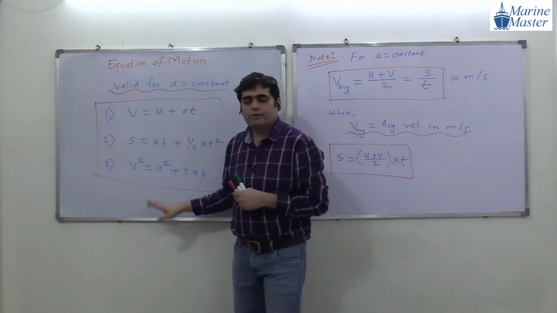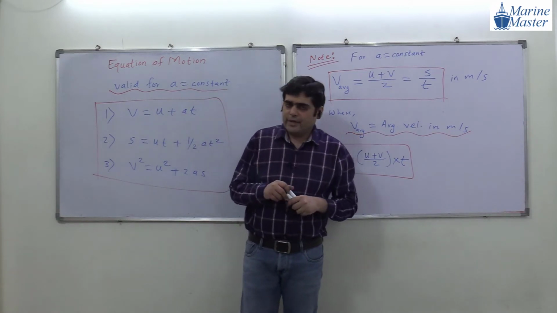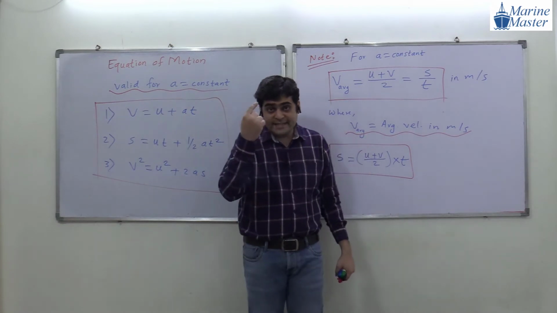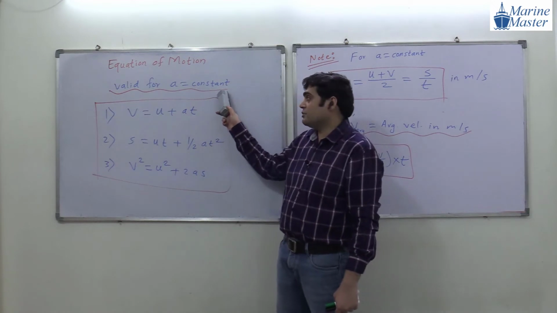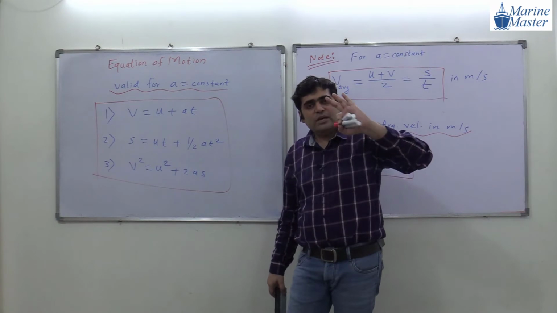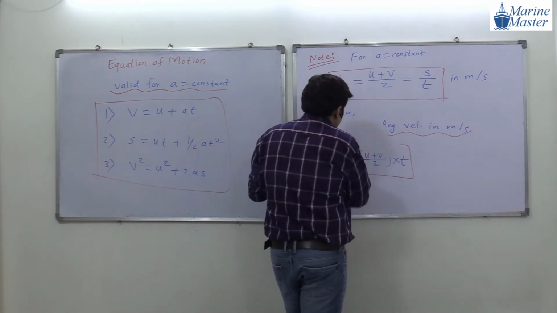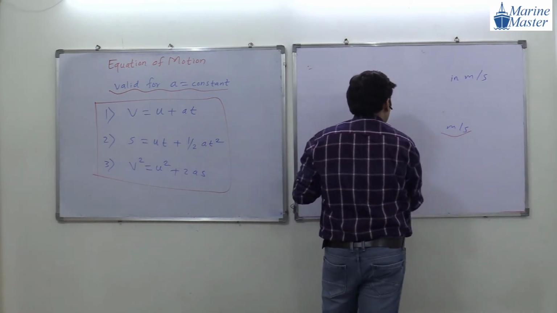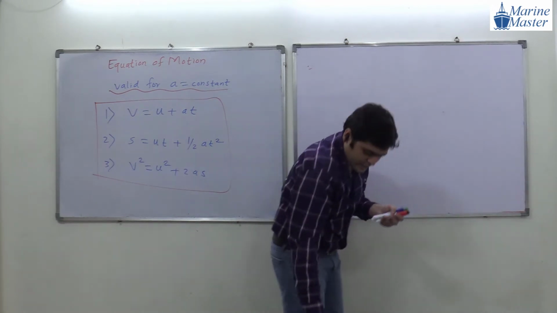Now we have studied equation of motion. This is one important note. This equation of motion is applicable everywhere, but what is the condition for this equation of motion? Acceleration must be constant, valid for A equal to constant. Now the next point that we are going to study is equation of motion in gravitational field. Try to see the scenario.